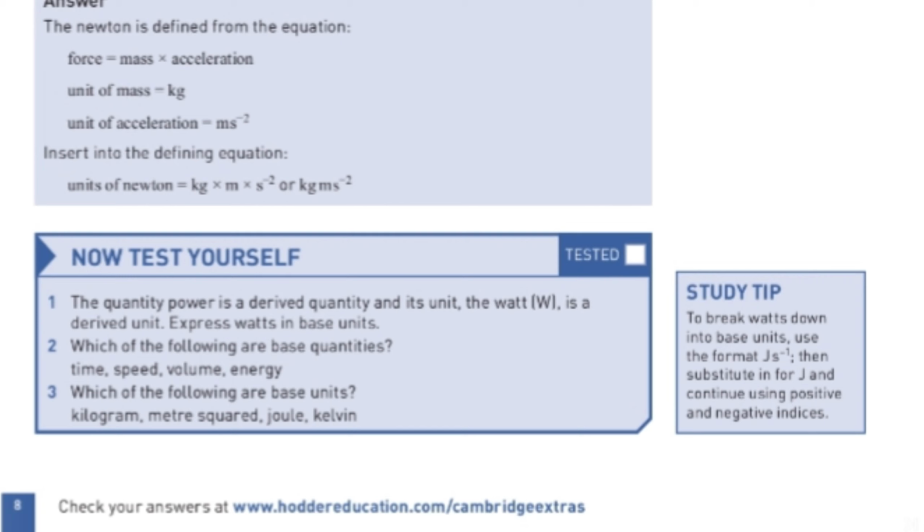Question number 2. Which of the following are base quantities? Time, speed, volume, energy. Question number 3. Which of the following are base units? Kilogram, meter squared, joule, Kelvin.